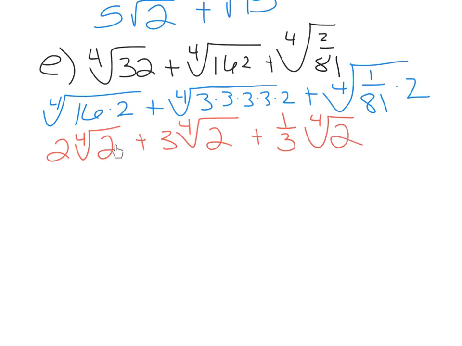And now you can add these because they're all fourth roots of 2. You're going to add 2 plus 3, which is 5, plus 1/3. So 5 and 1/3 basically. But we don't like mixed numbers, so we're going to change it to an improper fraction. 3 times 5 is 15, plus 1 is 16. So this equals 16 over 3 times, bring the radical back, the fourth root of 2.